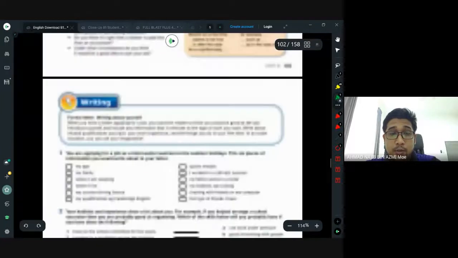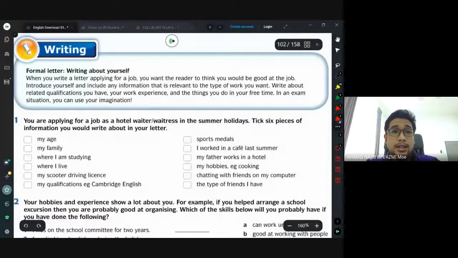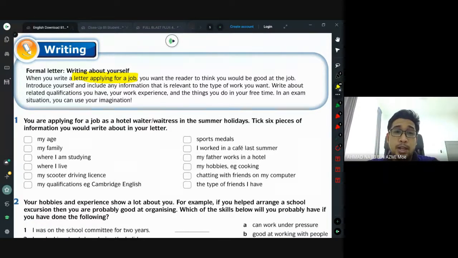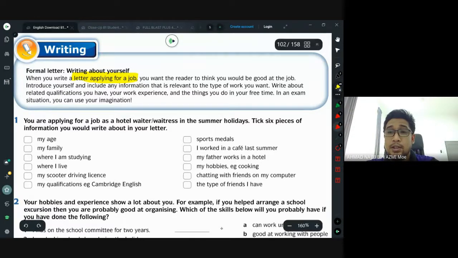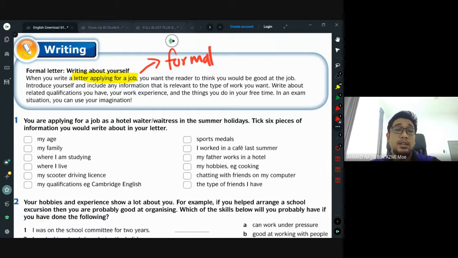Okay, so let's go back to the top. Okay, so formal letter writing about yourself. When you write a letter applying for a job, surat untuk minta kerja. Okay, you want the reader to think you would be good at the job. So letter applying for a job, what kind of letter should we write? We have to write a formal or informal letter? Formal letter. Mohon kerja mesti surat rasmi, sebab kita hantar surat kepada orang yang tidak kita kenali. Bukan kawan kita nak minta kerja ni.